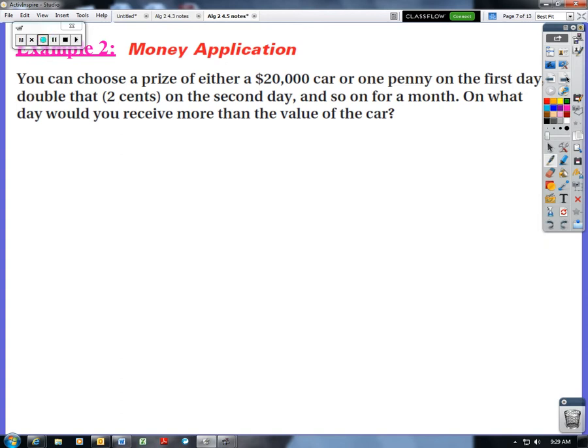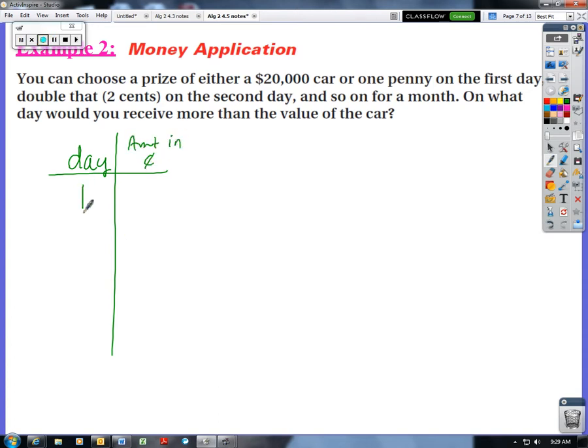In order to come up, we need to come up with an equation. And this one's a bit tricky, so I'm going to make a table. The day number, the day, and the amount of money in cents.